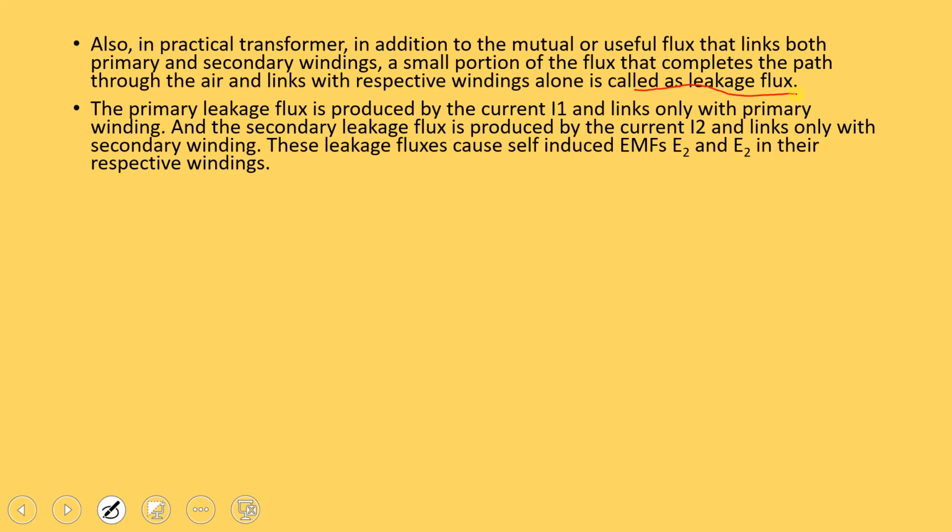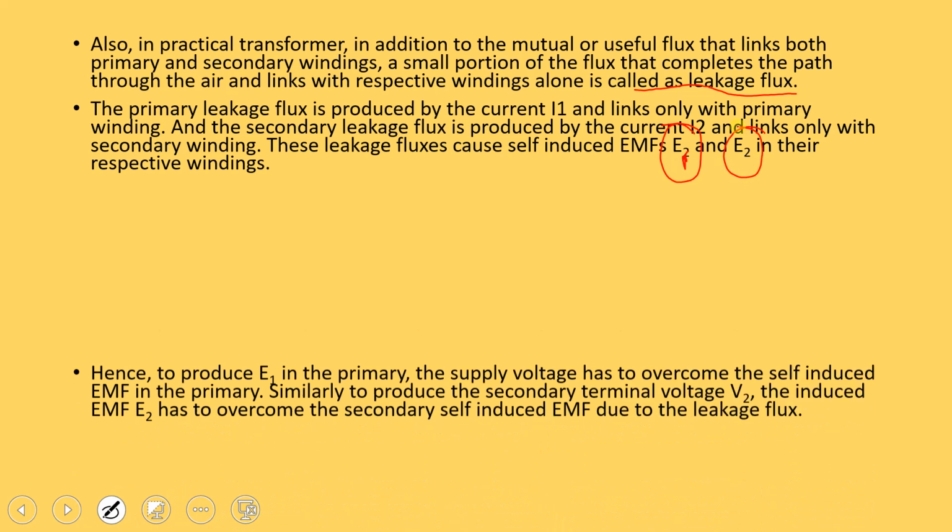The primary leakage flux is produced by the current I1 and links only with the primary winding. The secondary leakage flux is produced by the current I2 and links only with the secondary winding. These leakage fluxes cause self-induced EMFs E1 and E2 in the respective windings. In the primary we have E1 and in the secondary we have E2.